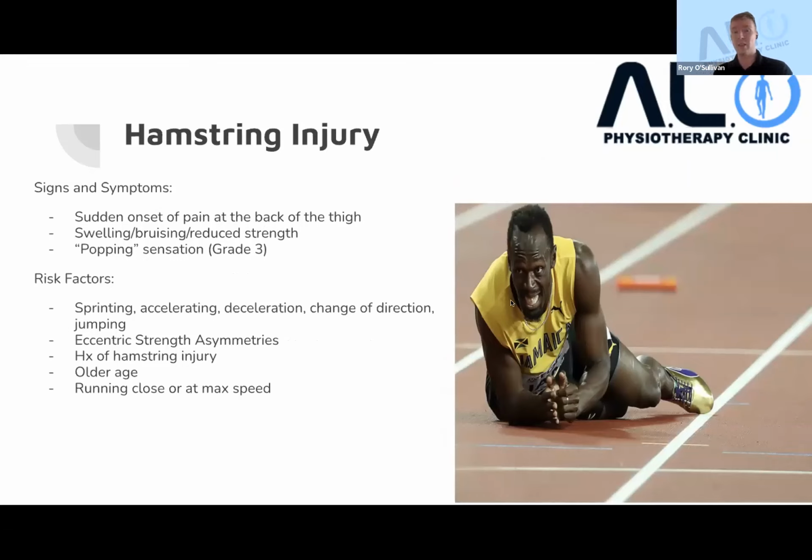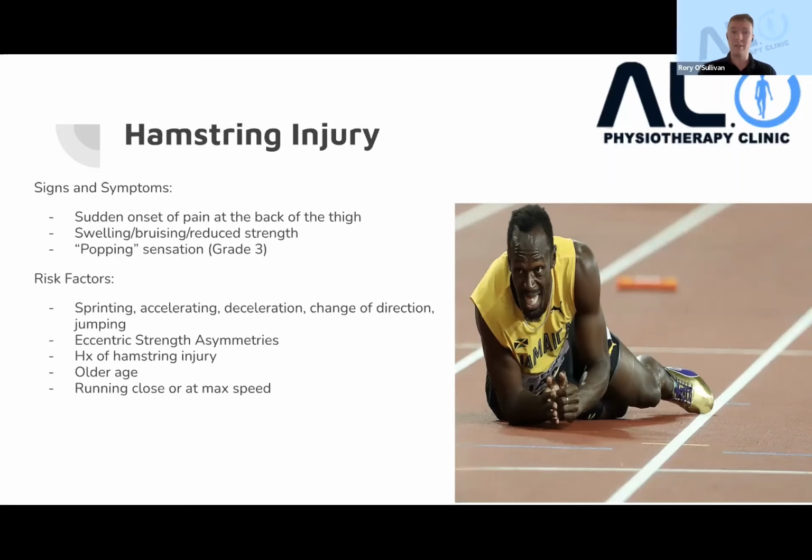We've got Usain Bolt here, who's just torn his hamstring after doing his final ever race. And usually what you would see again is people with sudden onset of pain at the back of the thigh. If it's a bit more severe, you could have swelling, bruising, and weakness around the hamstring. And if it's, again, a bit more severe, you could even feel a kind of popping sensation in the back of the leg.